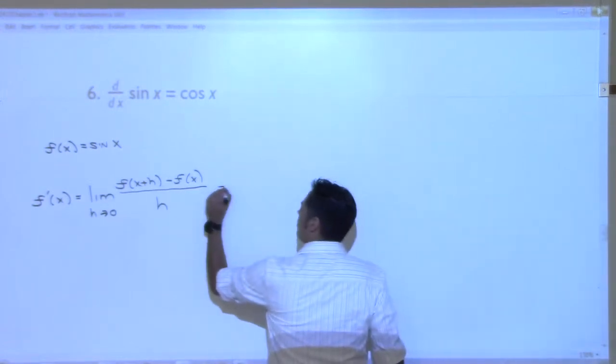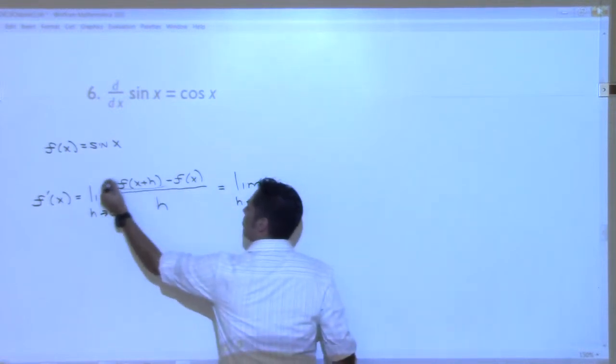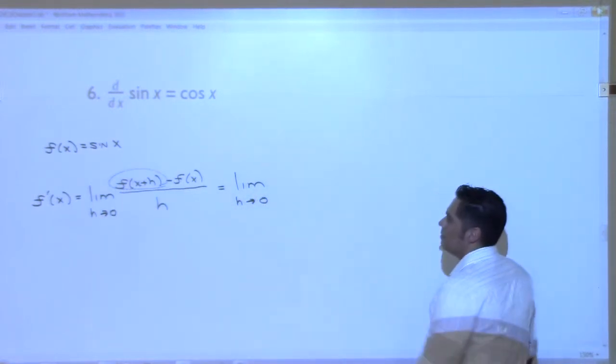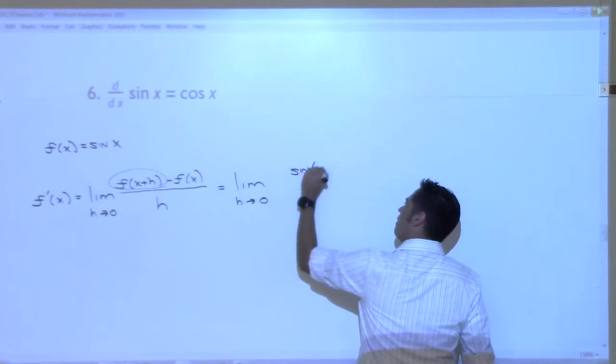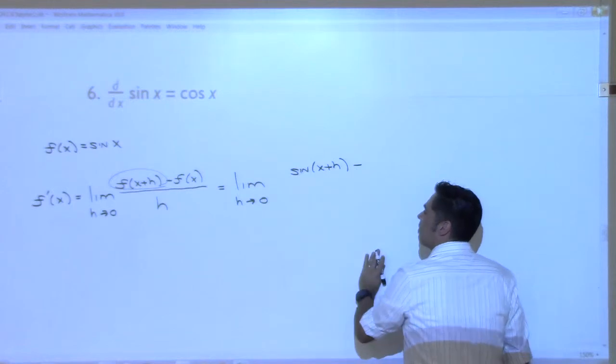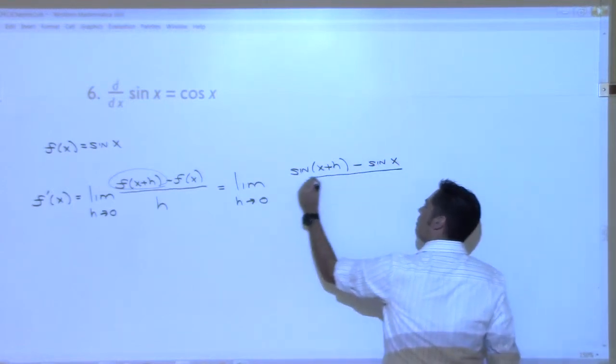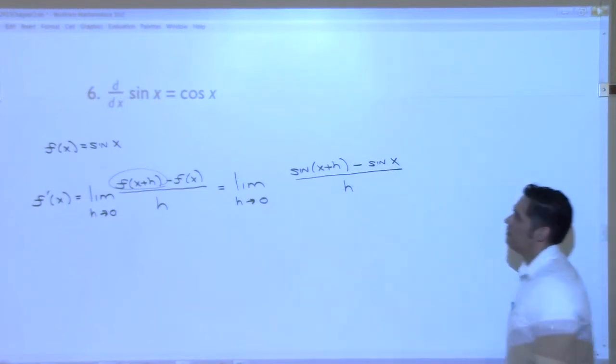So what would this next line be, or next step? Limit h goes to 0. What is this? Sine of x plus h, right? That's plugging x plus h into the function. Then minus what? Sine of x. And then all of that over h.